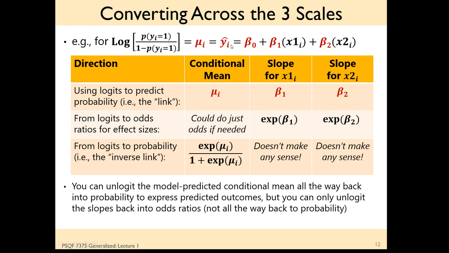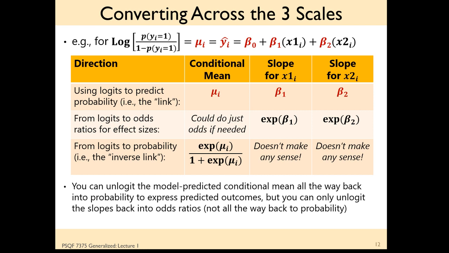If what you're trying to talk about is a predicted outcome for a certain kind of person, then you could express that in logits. You could unlog that prediction to express it as an odds, so it's the probability of a 1 relative to the probability of a 0. It's not often, but you could. Or you could unlogit it all the way back down from logits to probability, skipping odds.